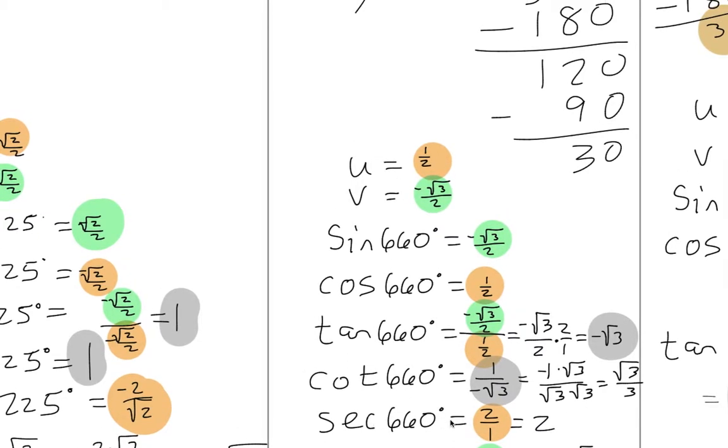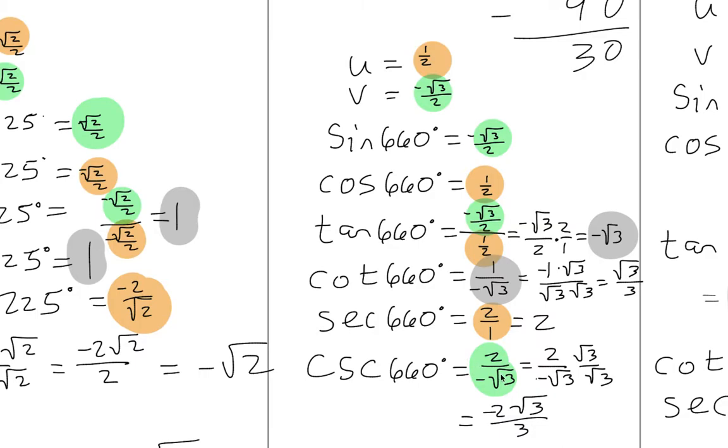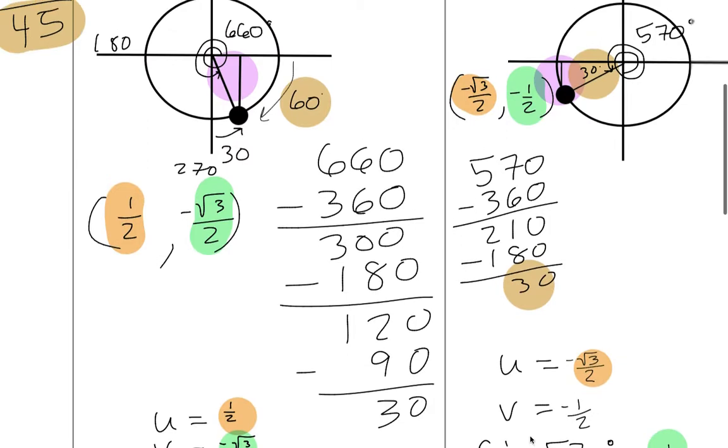Secant of 660 is the reciprocal of what we had. 1 over 2 becomes 2 over 1. It's just 2. Cosecant of 660 is the reciprocal of what we had here, green. And just flip it over. That would be the answer, except you can't leave a radical in the denominator, so multiply by square root of 3 over 3. And you get negative 2 square root of 3 over 3. Boom. Let's keep rolling.